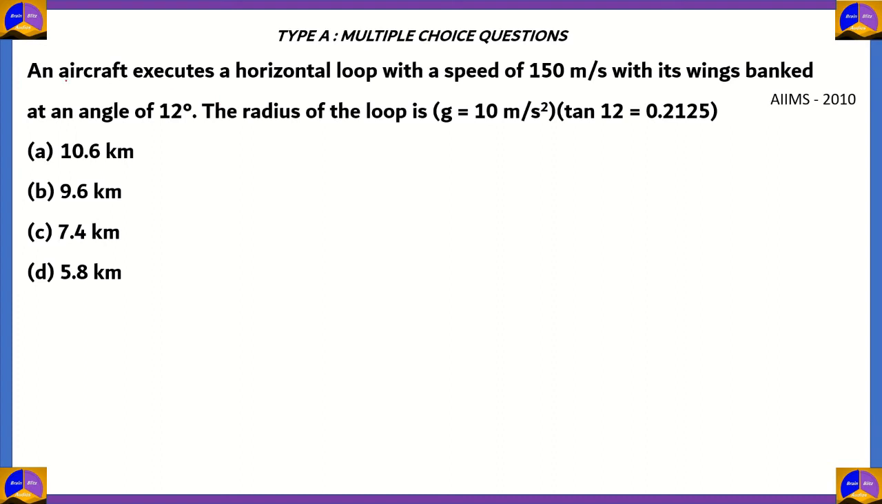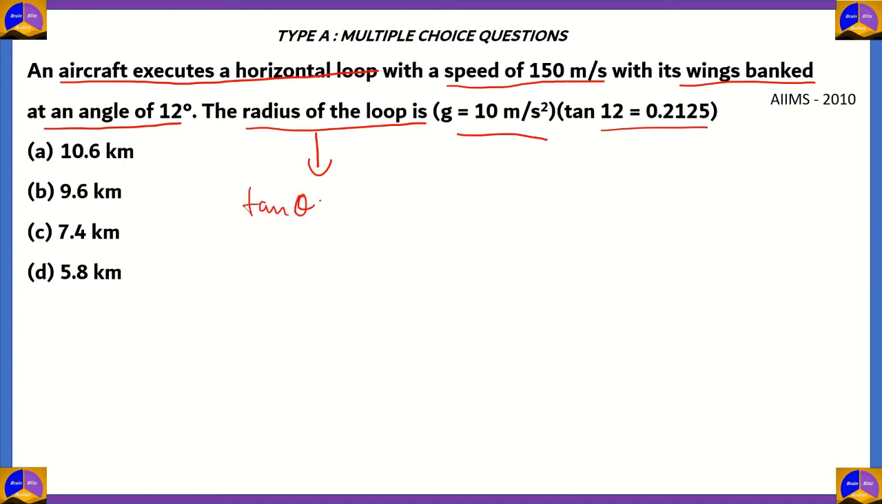Next question. An aircraft executes a horizontal loop with a speed of 150 meters per second with its wings banked at an angle of 12 degrees. The radius of the loop is given, we have tan 12 is 0.2125 and acceleration due to gravity is 10 meters per second square. We need to find the radius of the loop, and for that we use the formula tan theta is equal to v squared by rg.